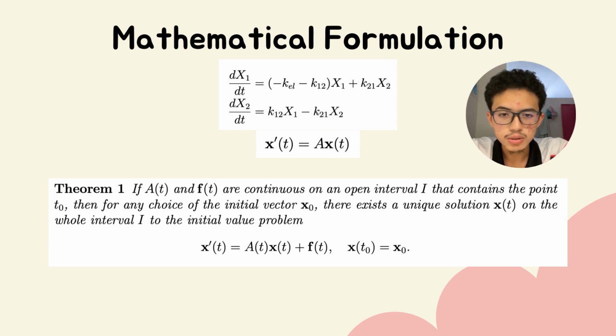And so in our case, our interval is the interval 0 to infinity, and clearly our A, which is the matrix, is continuous in the whole interval because it is just numbers, and f(t) for our case is 0 because this is a homogeneous system of differential equations, and so that means it is continuous on the whole interval. Therefore, by this theorem, we do indeed have a solution given an initial vector x naught at t equals 0.